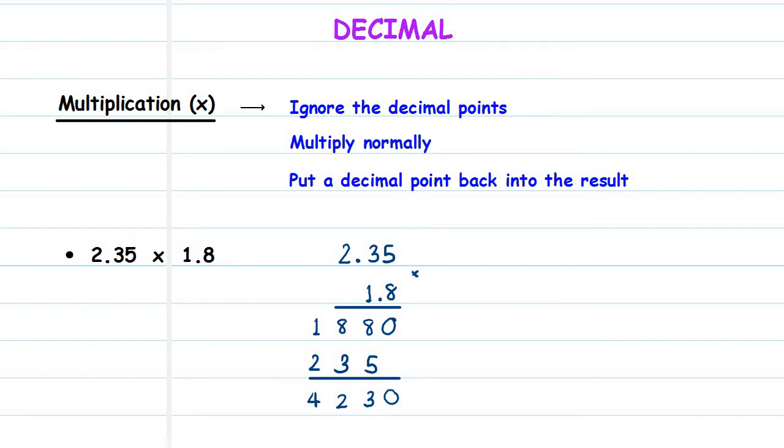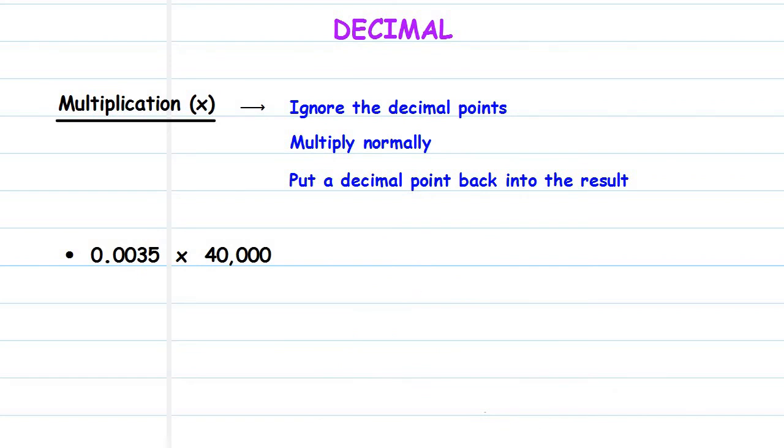And we see that 2.35 has 2 digits in the decimal part, and 1.8 has 1 digit in the decimal part. So the answer must have 3 digits in the decimal part. So the answer must be 4.230. And that would be the same as 4.23.